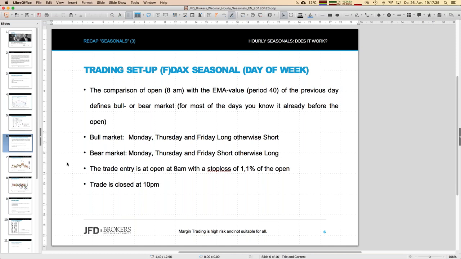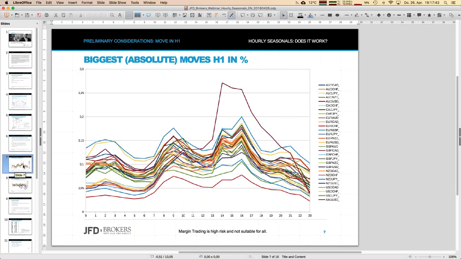Okay, and in principle, we try to adapt everything like this one here. As I mentioned, I want to share with you two results before that. So those are general considerations on how the market moves and when.